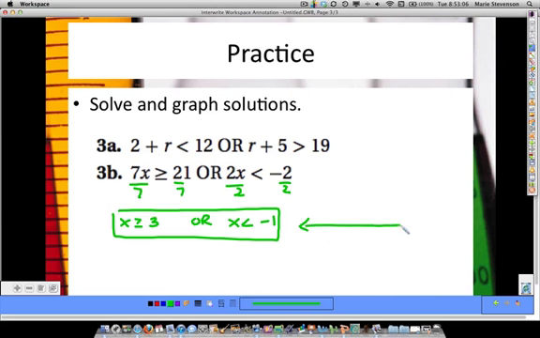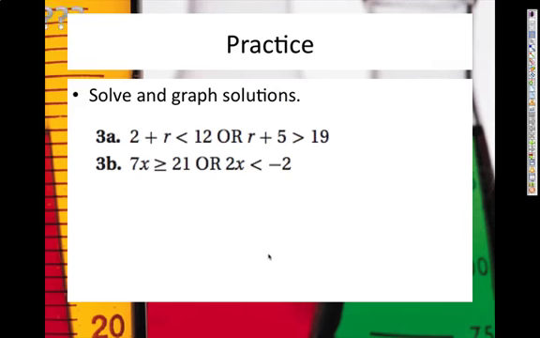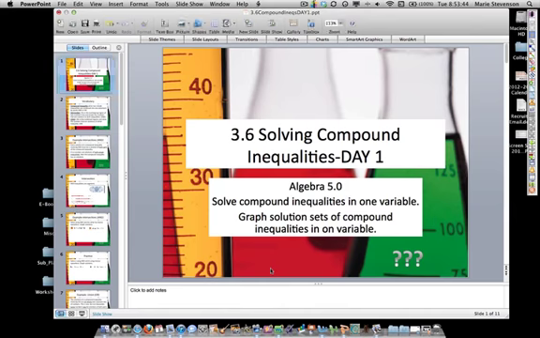Now let's do our graph. X is greater than or equal to 3, or X is less than -1. Now, remember, the less than is your lower bound. So X less than -1 means -1's over here. And in this case, it's an open circle to the left. X greater than or equal to 3, that means 3 is your upper bound, and it is a closed circle to the right. Okay? So that's what ORs look like. They're opposite. Okay? So we're basically done with this set.